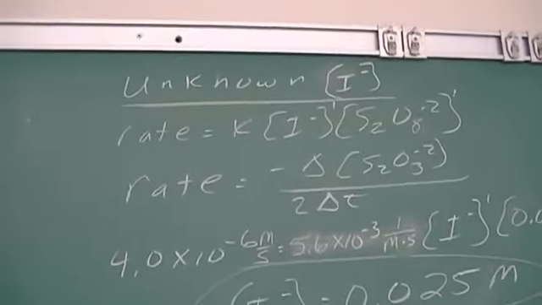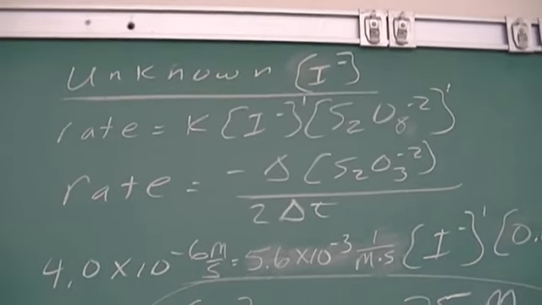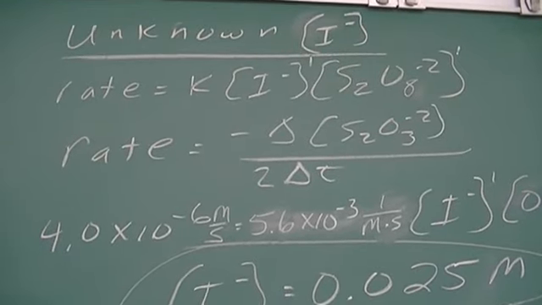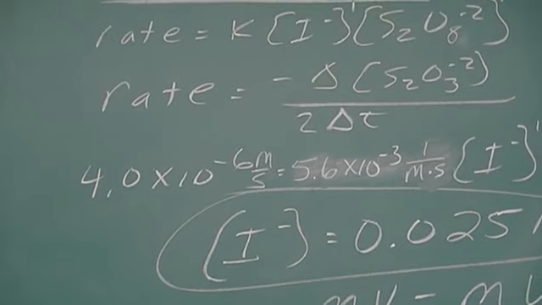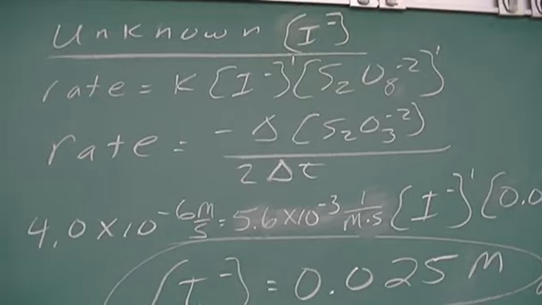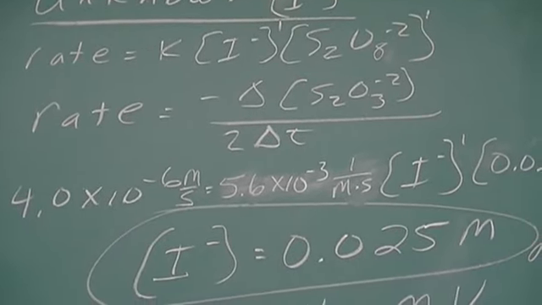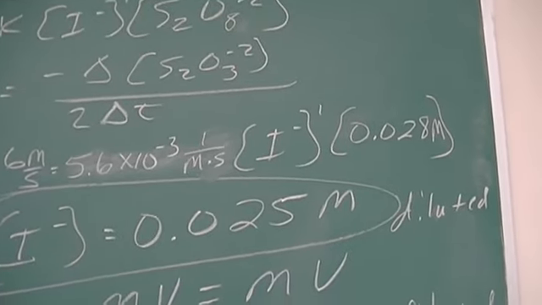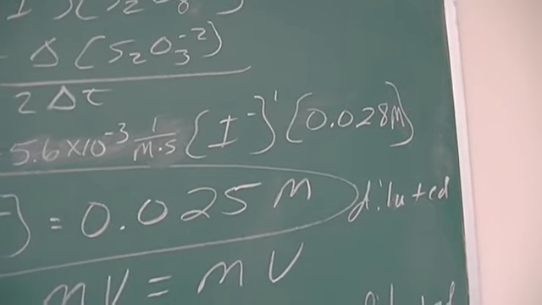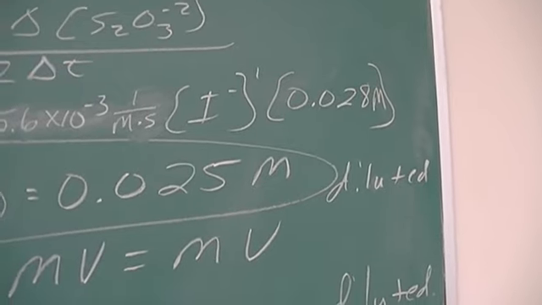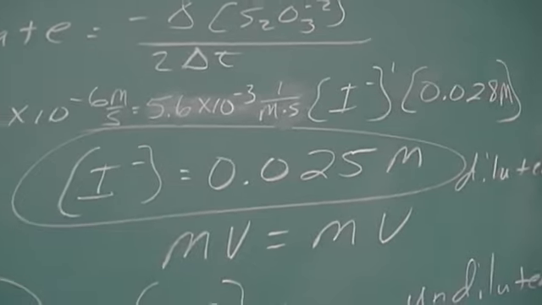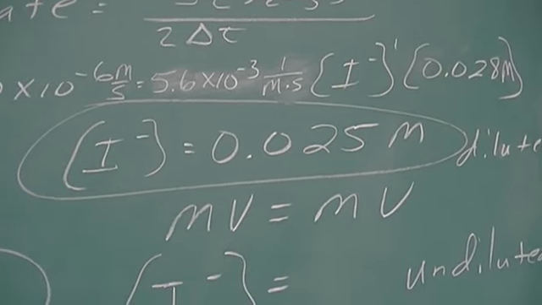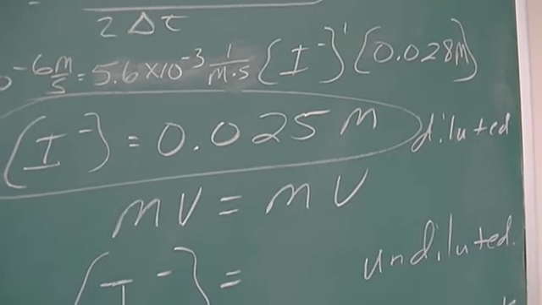So now we're ready to calculate our concentration of I minus in the unknown. And so now we have, again, our rate law, and we have our calculation of rate. To calculate the rate, just like we did before, we put in our numbers for the unknown, and the rate is 4.0 times 10 to the minus 6 molarity per second. For the K value, we're going to use our average K value, which is 5.6 times 10 to the minus 3, 1 over molarity times second. The I minus concentration, that is unknown. We are calculating that. And for the unknown, we use the stock solution of our S2O8, which after mixing is 0.028 molar. So when we divide both sides by the 5.6 times 10 to the minus 3 and the 0.028 molar, we get I minus concentration is 0.025 molar.